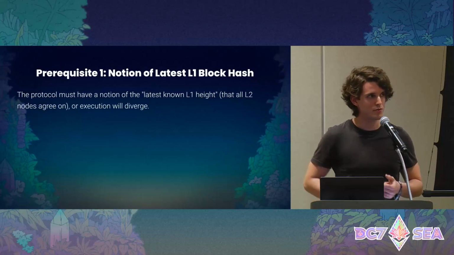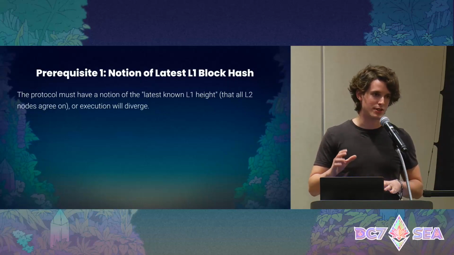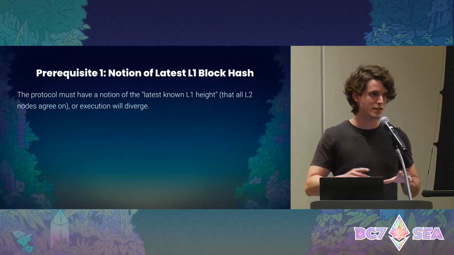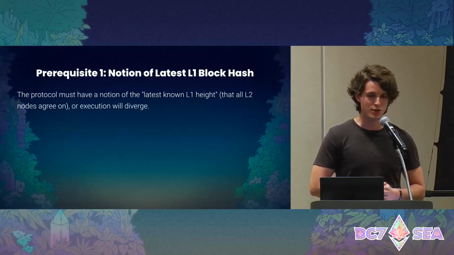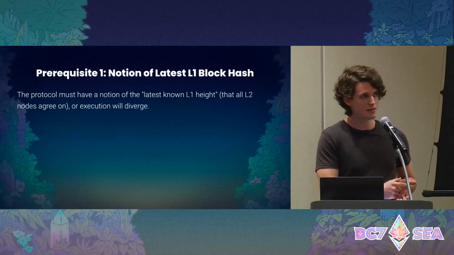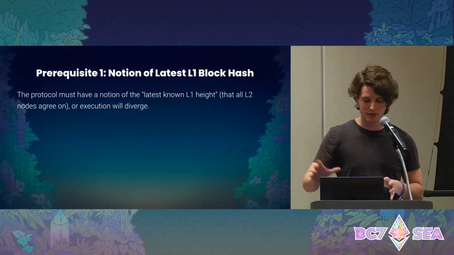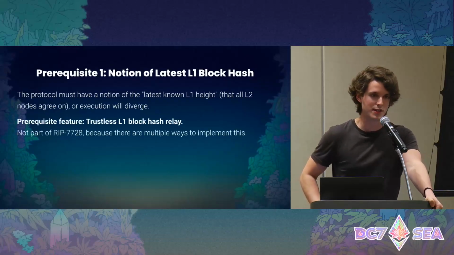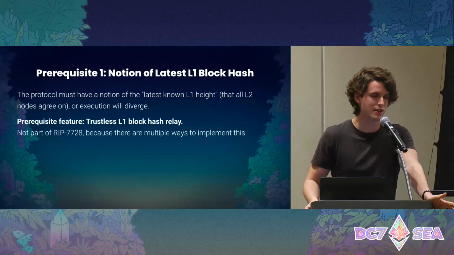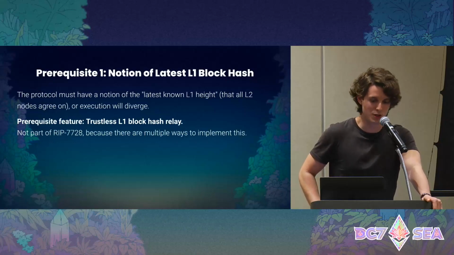Implementation-wise, there are two main prerequisites that might be a bit controversial. First, I briefly mentioned that you need to have this notion of the latest L1 block hash. Your L2 needs to have this notion. Either the sequencer needs to relay this with a special system transaction, or you need some other mechanism. But all the L2 nodes must agree on this, otherwise your execution would diverge. I would call this feature trustless L1 block hash relay. Some rollups already have this. Others have designs for this, but have not launched yet.